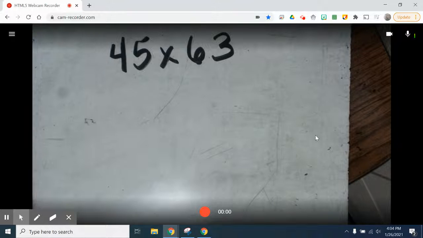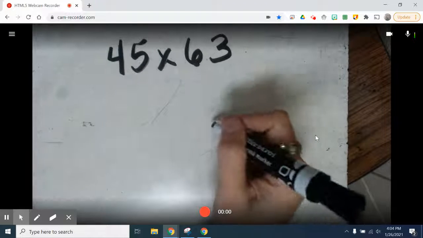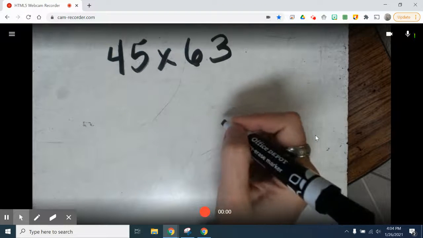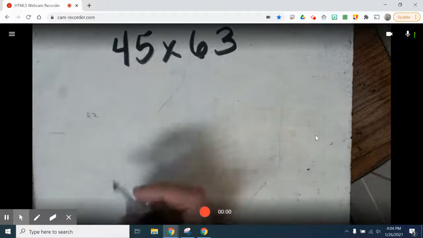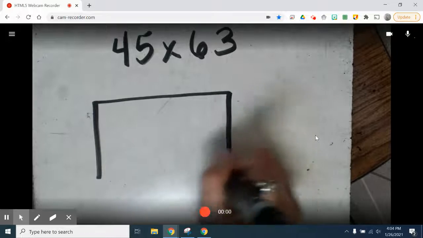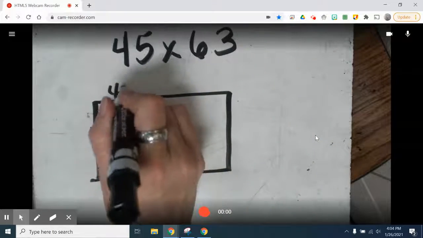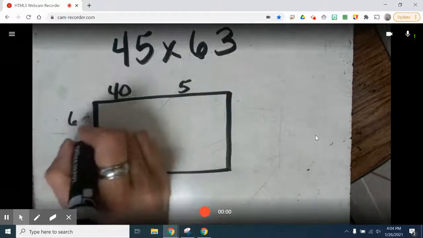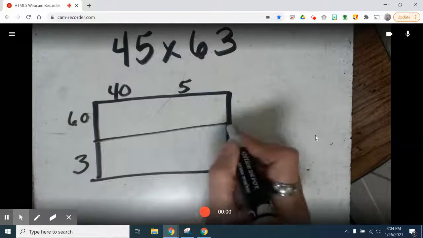Okay, guys, so 45 times 63. I know Brendan really likes to break up one of the numbers, but thinking about organization, if we do the area model, we've got 45 and 63.